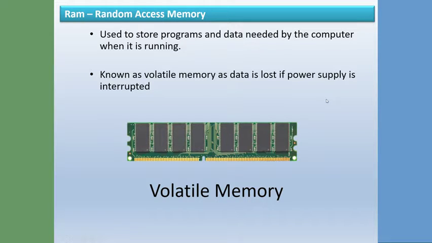RAM, on the other hand, is volatile, so that's the reverse. If I turn my computer off, if I turn the power off, any data that is stored in it is lost. So it is only used for storing programs and data that's needed by the computer when it's running.